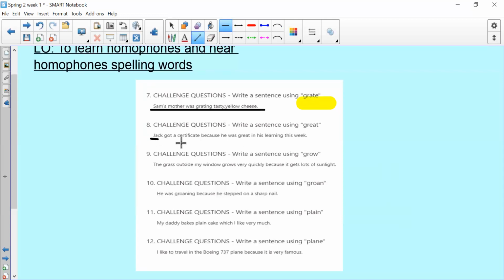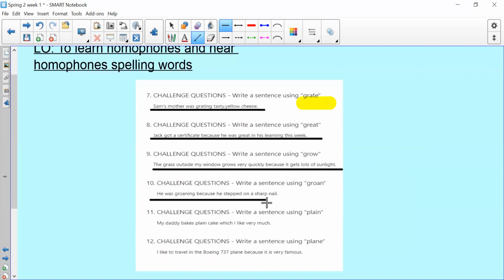And again, Jack got a certificate because he was great in his learning this week. He's gone ahead and used a conjunction. He's shown us that he understands how to use the word great in a sentence. Fantastic. And again, the grass outside my window grows very quickly because it gets lots of sunlight. So he has added an S onto grows. He has used an adverb and a conjunction. Again, grown, he's added that suffix on, ing, and a conjunction.